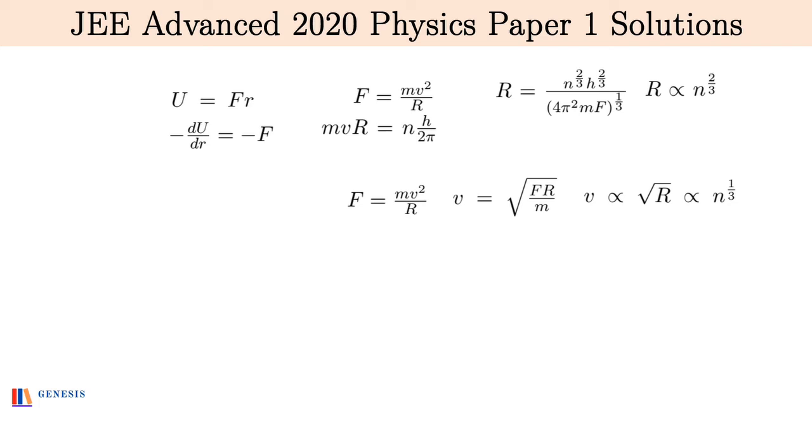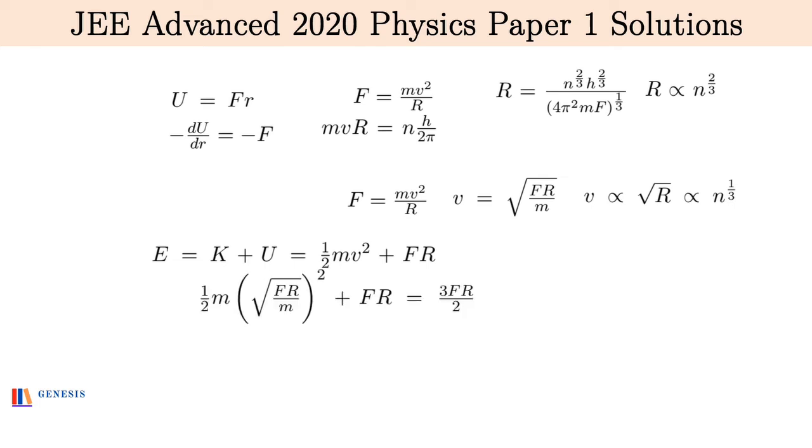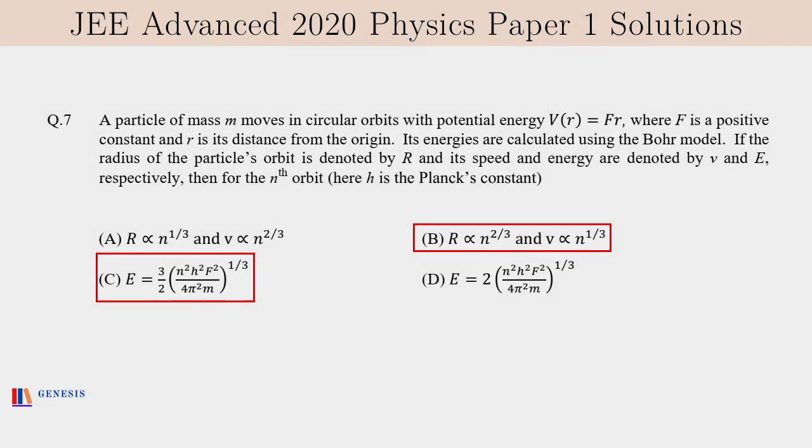For the total energy, we see that the total energy is the sum of the kinetic and potential energies, which is half mv square plus Fr. And now substituting the value of v in terms of F, we get the total energy to be 3Fr by 2. And substituting the expression for r, we get this expression for E. And this shows us that the correct options are B and C.